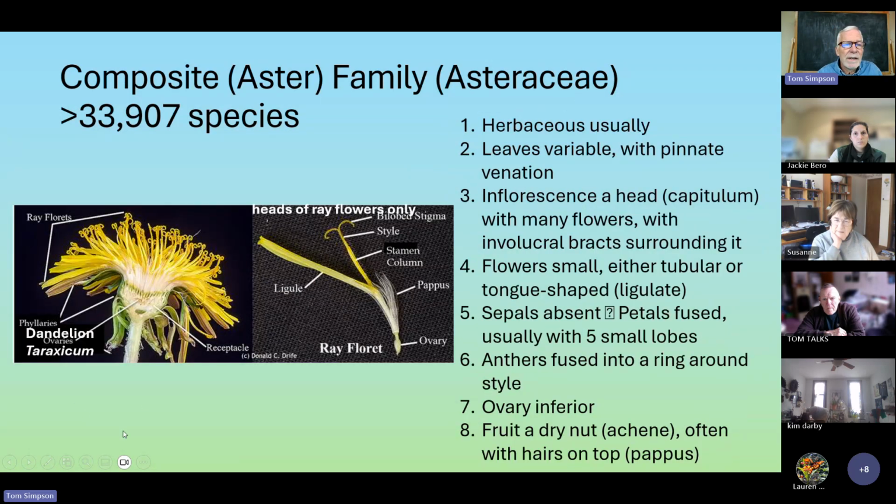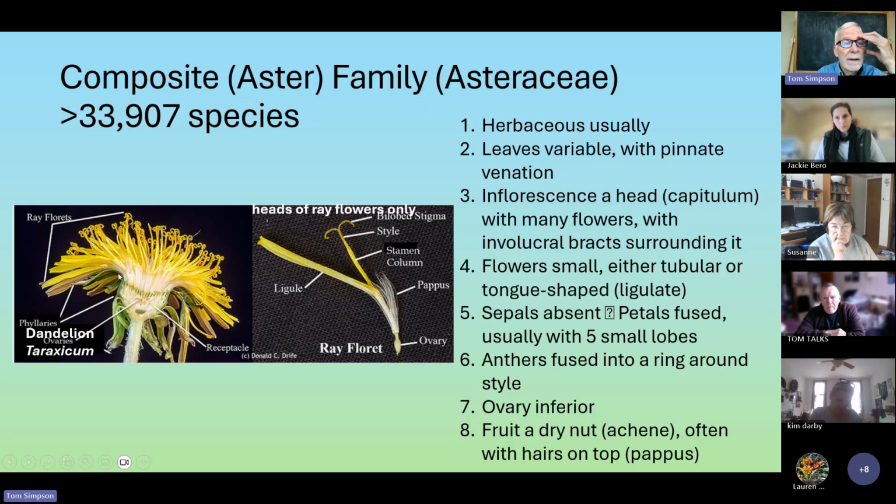Here is a dandelion flower, or I think it's actually, yeah, that's dandelion. Pappus are the modified sepals. Inside of the pappus then are the petals. Here's the petals. Here is the staminal tube where the anthers are fused together. The style punches through that and then branches out on top.